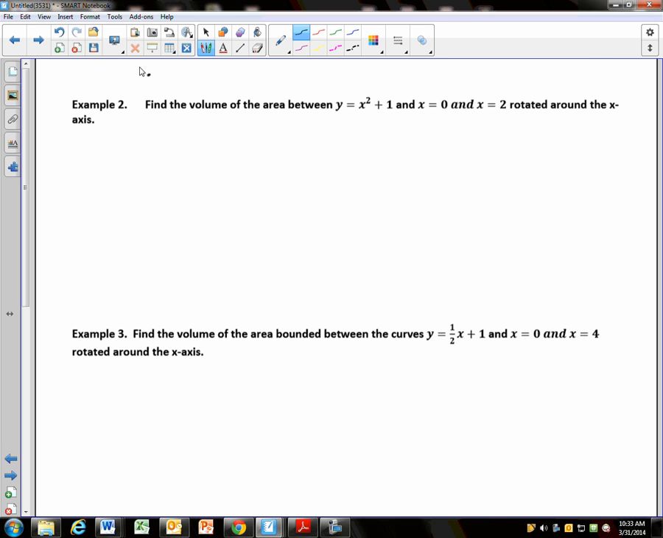Let's try another one. Volume bounded by y equals x squared plus 1 and x equals 0 and x equals 2, rotated around the x-axis. Draw my shape. What does x squared plus 1 look like? The parabola shifted up 1 unit.